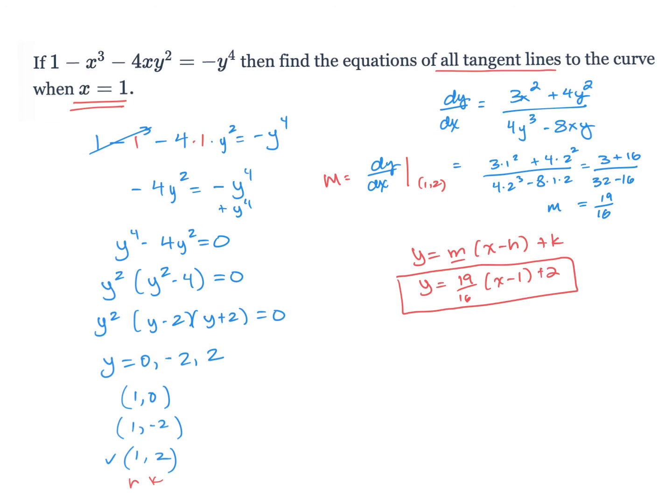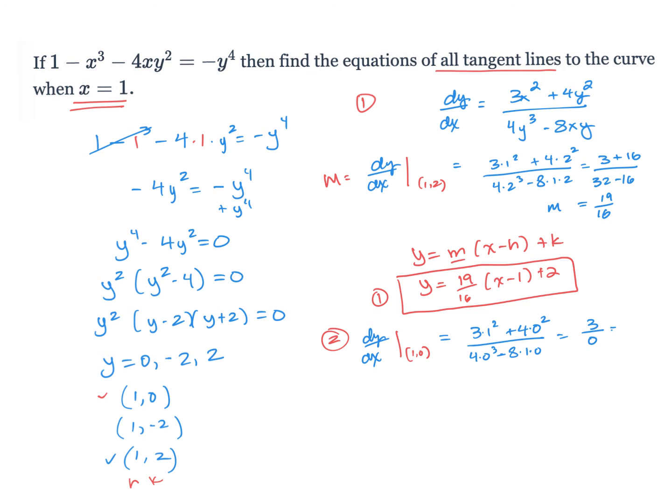And now we're going to find one more that has a little more of an unusual and interesting result. We're going to do this one right here, which is 1, comma 0. So because we're going to have 3 tangent lines, this is the first tangent line. Now we're going to find the second tangent line. So we are going to use dy over dx, and we're going to evaluate that at 1, comma 0. So that gives us 3 times 1 squared plus 4 times 0 squared all over 4 times 0 cubed minus 8 times 1 times 0. And this gives us 3 over 0.